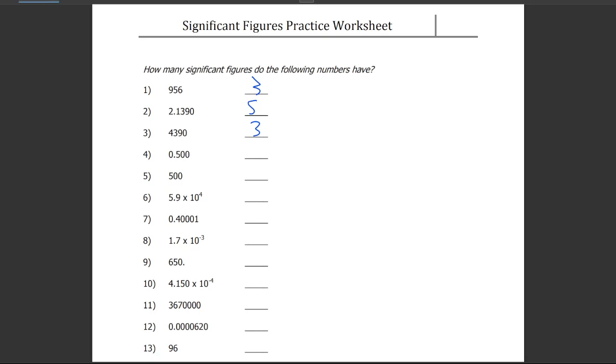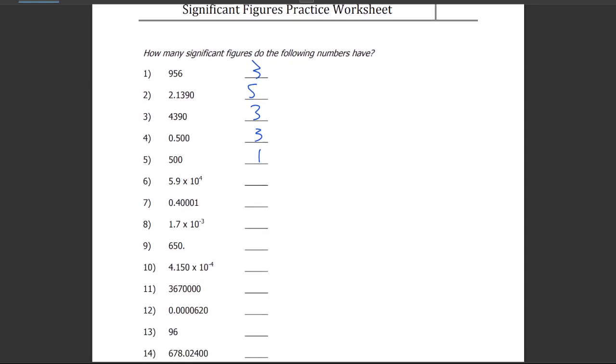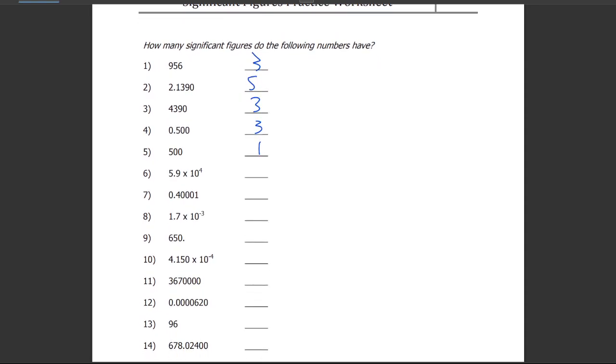Number 4, that 0 is leading. It is insignificant. And then we have 5, non-zero, and then those 2 zeros are after a decimal point, but they're trailing. So that means we have 3 significant figures. Number 5, 500. Those zeros are trailing, but they're not after a decimal point. So we only have 1 significant figure here. So again, I mentioned that with scientific notation, you only look at this side. So this would have two significant figures when it's expressed in scientific notation.